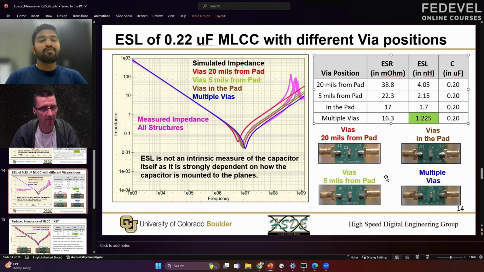So now we know that if we have to reduce the impedance of a PDN, and we have a choice of different via positions, the multiple via position is the one to go ahead with to have a lower ESL value and lower impedance at higher frequencies.